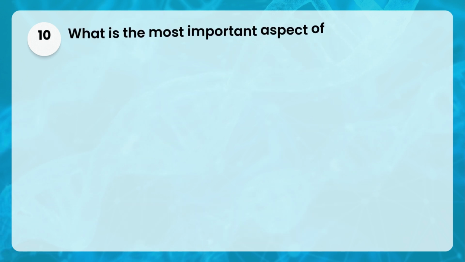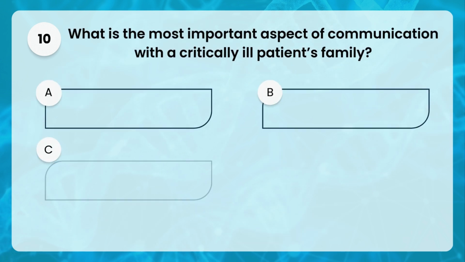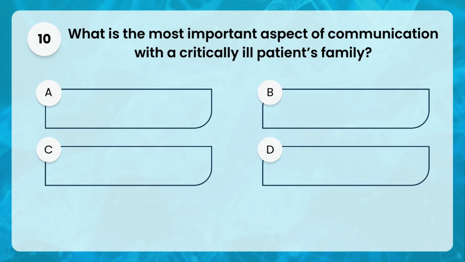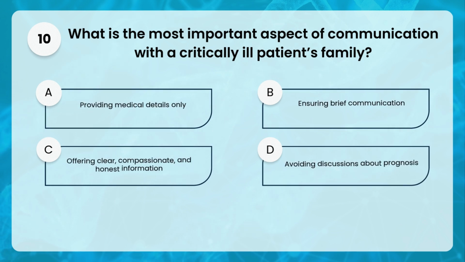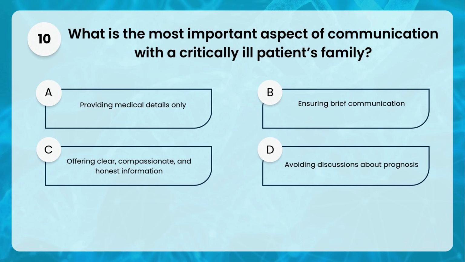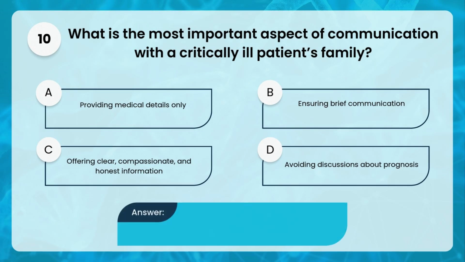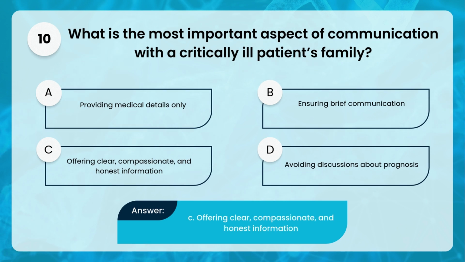Number 10. What is the most important aspect of communication with a critically ill patient's family? A. Providing medical details only. B. Ensuring brief communication. C. Offering clear, compassionate, and honest information. Or D. Avoiding discussions about prognosis. The answer is C. Offering clear, compassionate, and honest information.